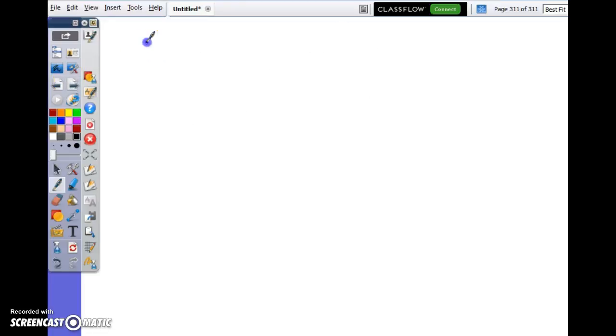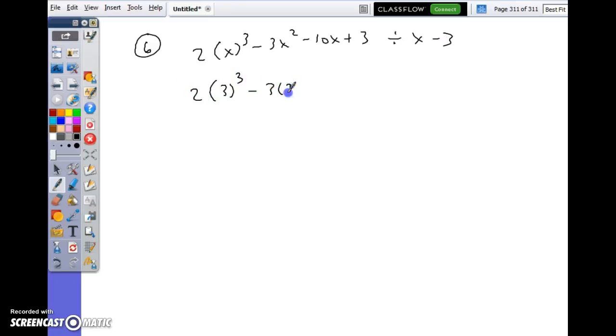We try the other one. We've got number 6: 2x to the third minus 3x squared minus 10x plus 3 divided by x minus 3. Is this a factor or not? Put a 3 in here. 2 times 3 to the cubed minus 3 times 3 squared minus 10 times 3 plus 3. So I get 27 times 2, that's 54, minus 27 minus 30 plus 3. I get 0. That's a factor. Does that make sense? All right, so I'd write yes.